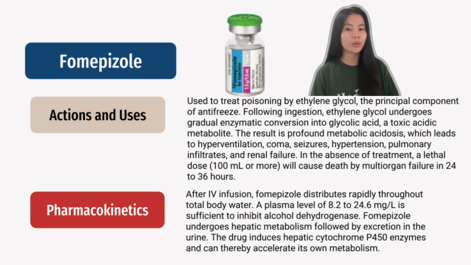Then, pharmacokinetics. After IV infusion, fomepizole distributes rapidly throughout total body water. A plasma level of 8.2 to 24.6 milligram per liter is sufficient to inhibit alcohol dehydrogenase. Fomepizole undergoes hepatic metabolism followed by excretion in the urine. The drug induces hepatic cytochrome P450 enzymes and can thereby accelerate its own metabolism.